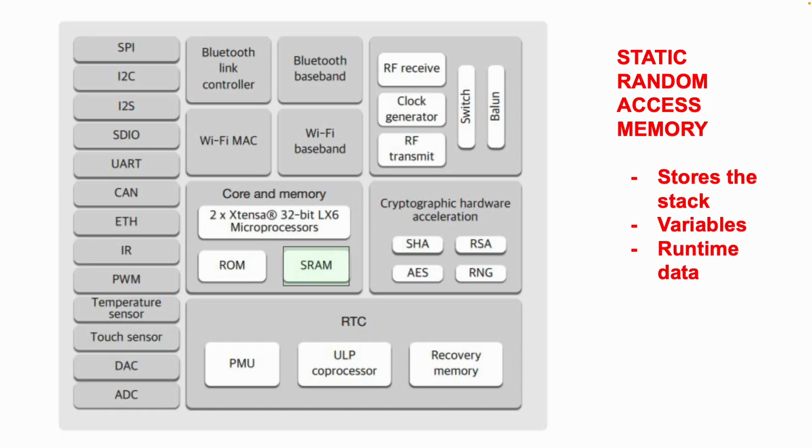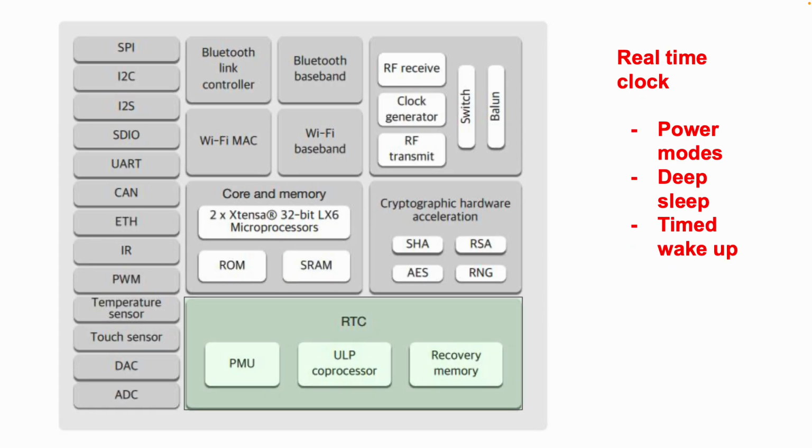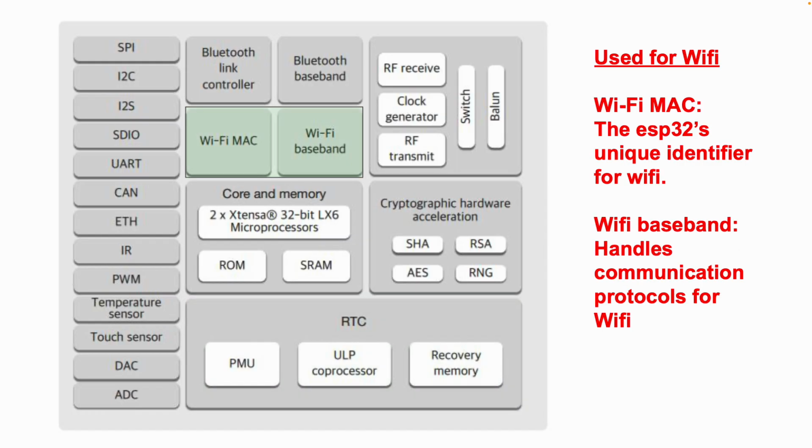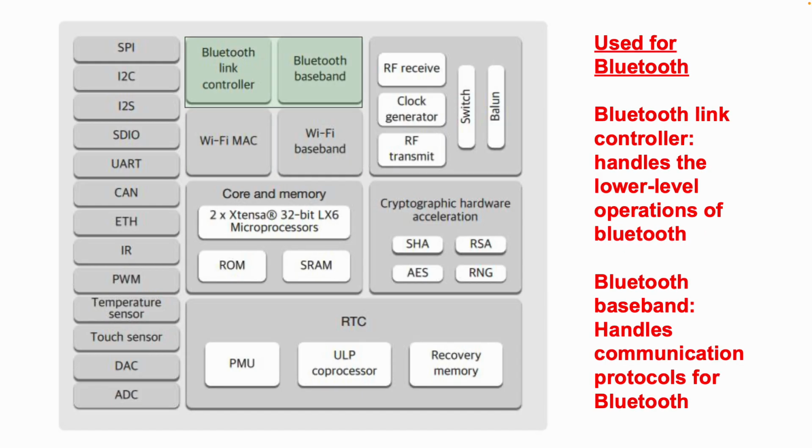There are also some other features in this chip, such as the real-time clock, which handles power modes, deep sleep, and timed wake-up. There's also some features for Wi-Fi, such as the MAC, which is the unique identifier, and the baseband, which handles basic communication protocols. There's also something similar for Bluetooth, the Bluetooth link controller, which handles connecting and disconnecting and other lower level tasks, and also the Bluetooth baseband, which handles communication protocols.